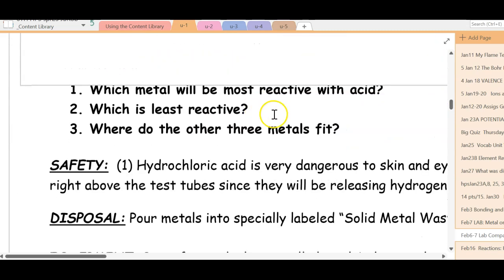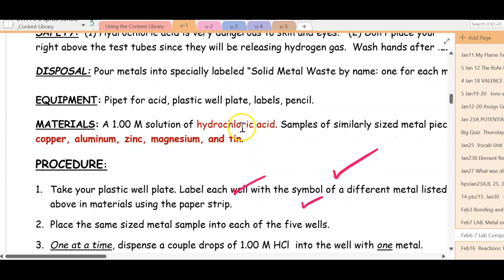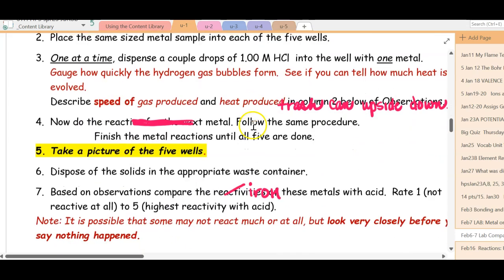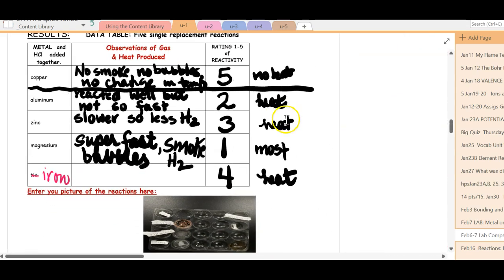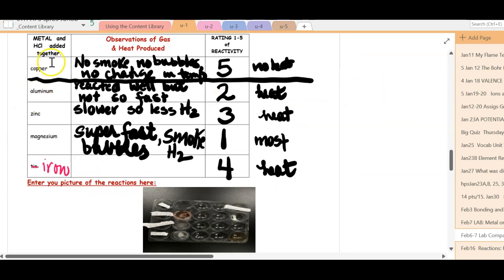Many times. So we wanted to see which metal was the most reactive. So let's get down here. So here's what you said. That copper, which was doing nothing, there was no smoke, no bubbling, no change. You said there was no reaction. So you said it was the least reactive. Whereas you said the most reactive, super fast, smoke, bubbles. You gave that a 1 for the most reactive.